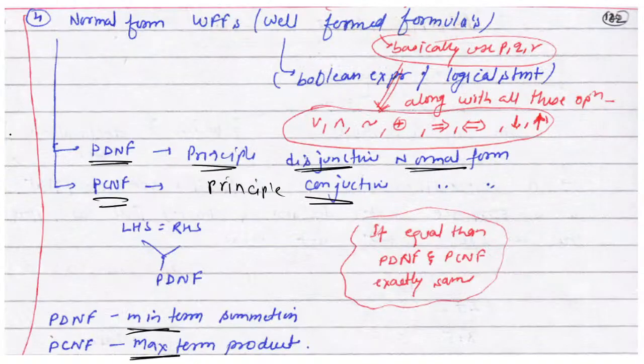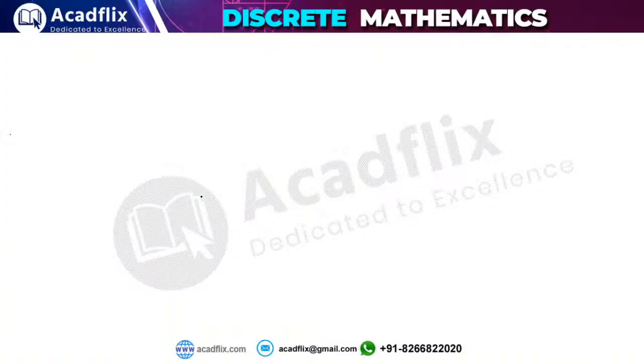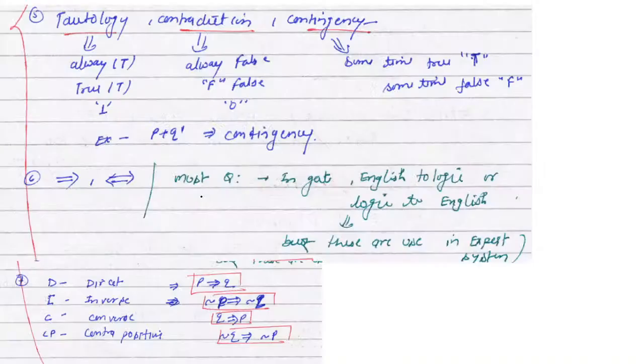I told you this PDNF PCNF concept you can study in digital logic, when you study SOP, POS, sum of product, product of sum. Basically, this PDNF is nothing but SOP, and this PCNF is nothing but POS. So you will study it there. Tautology, contradiction, contingency, everything we have covered. Now let's see the next concept.